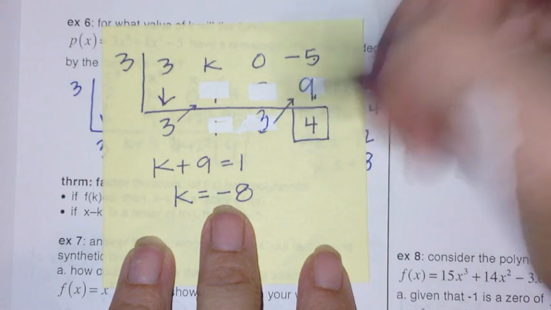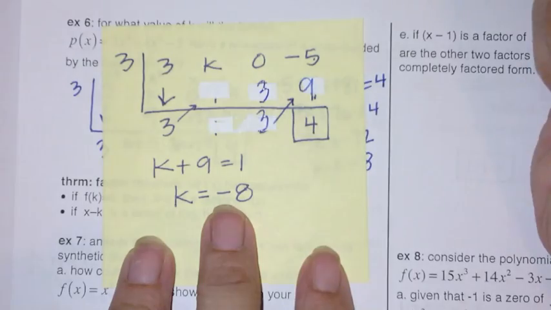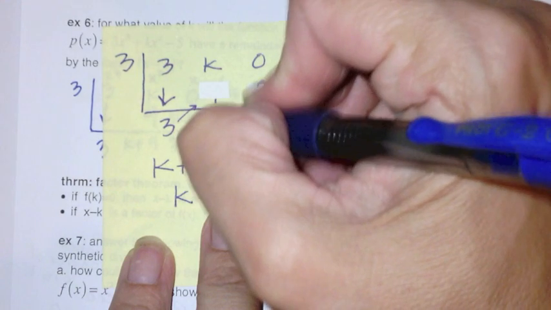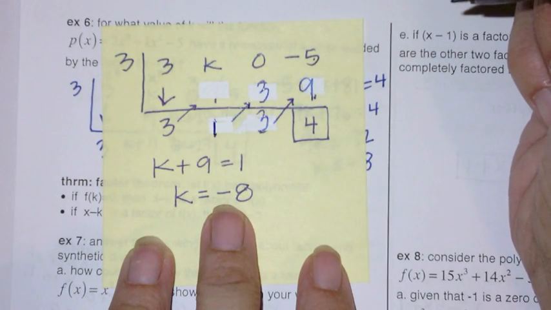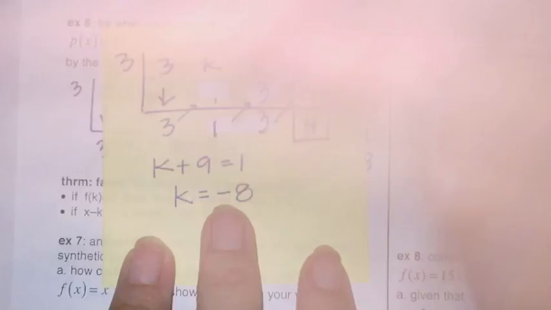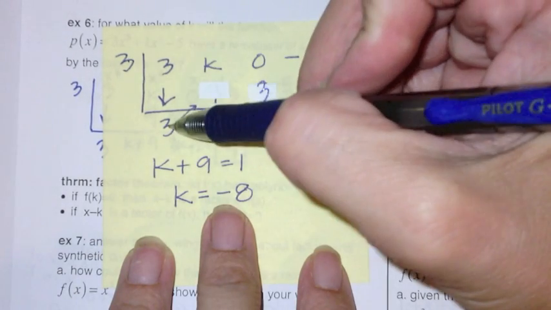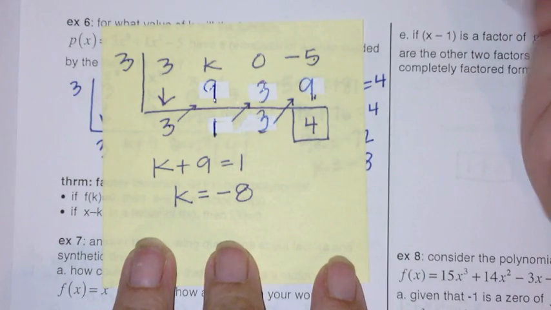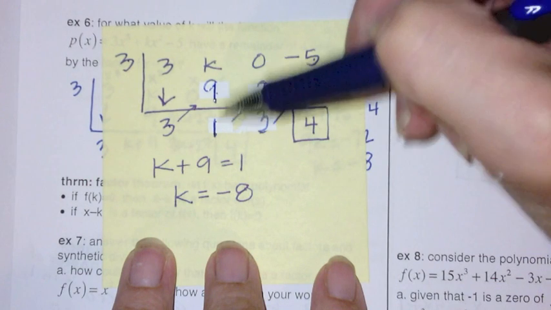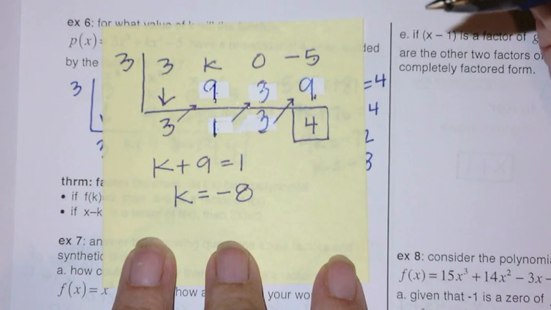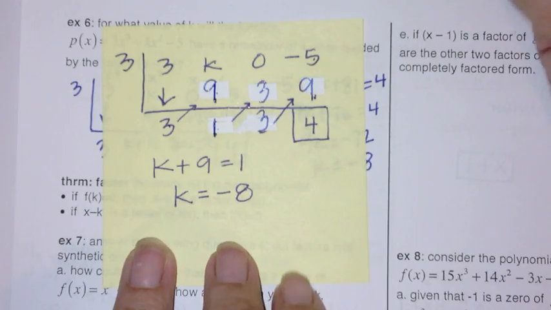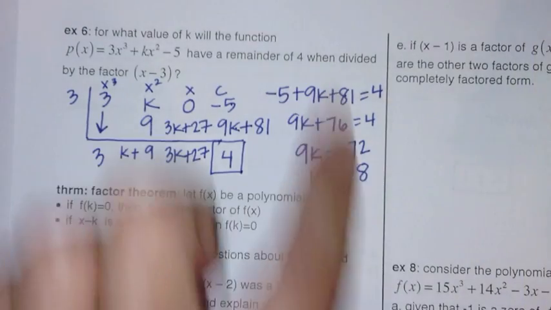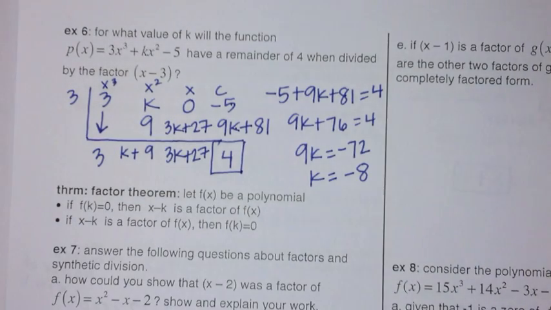And then they did the same thing here that they did in this one. 0 plus what is 3? That's 3. And then they reversed here. 3 divided by 3 is 1. And then they knew that right here, 3 times 3 is 9. So now what they have is k plus 9 equals 1, which is negative 8. So you can pick which method you prefer. Both of them work. This one has a little bit more algebra involved.